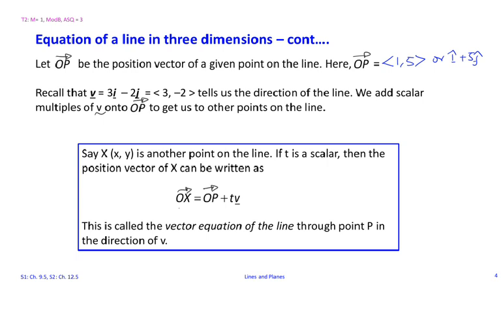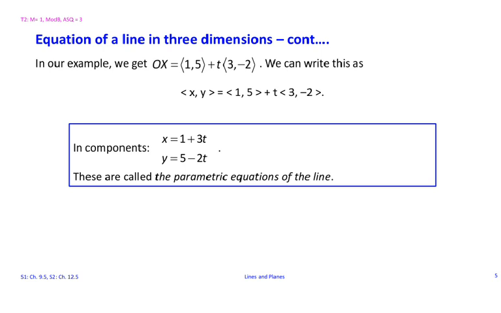Now the other equation that we had: OX is equal to (1, 5) plus t(3, -2). So our x coordinate is going to be 1 plus 3t, and our y component is 5 minus 2t, and these are called the parametric equations of the line. We can extrapolate this into 3D by just having a z coordinate.